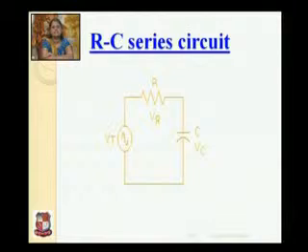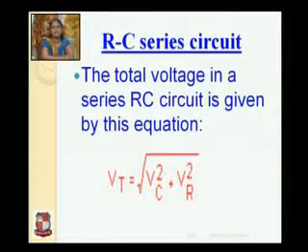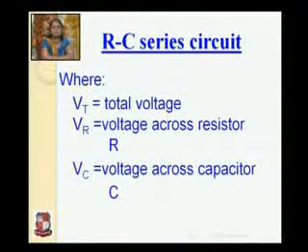Now RC series circuit. We are assuming that one resistance and one capacitor is connected in series, and if you have to find the resultant voltage for this particular circuit, then how it will affect, that we have seen in this particular topic. Now the total voltage in a series RC circuit is given by this equation. VT, the total voltage, is equal to under root of VC square plus VR square, where VT is equal to total voltage, VR is equal to voltage across resistance, and VC is equal to voltage across capacitor.